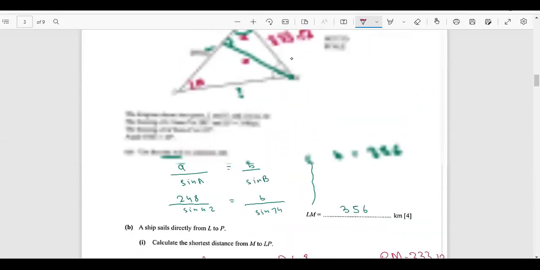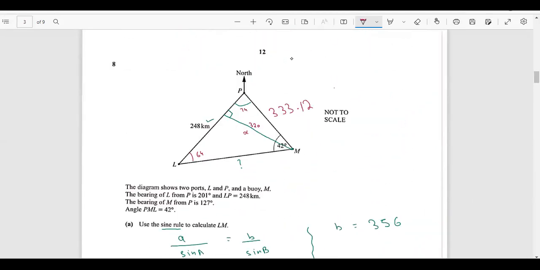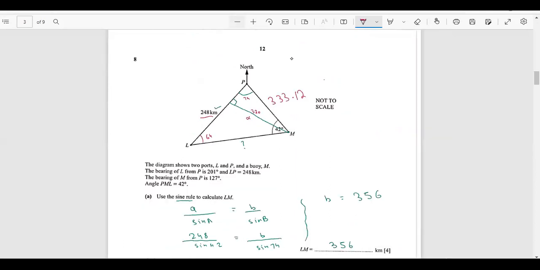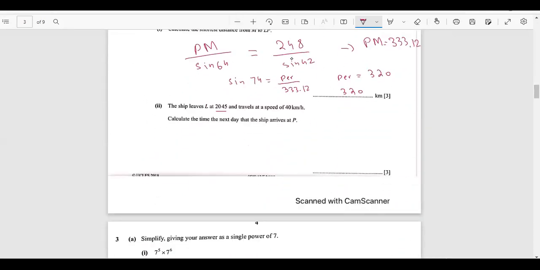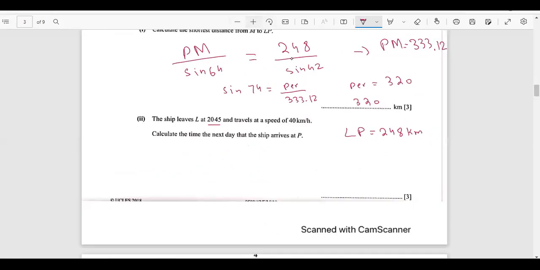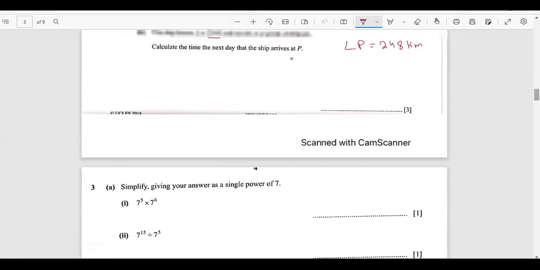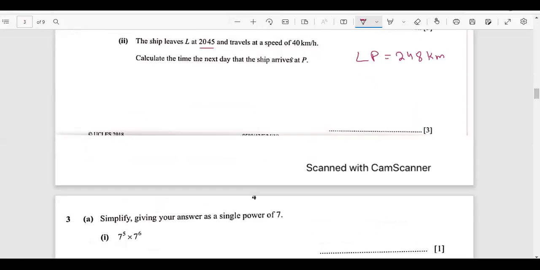You guys would be doing it. From L to P, the distance is 248. Okay. So I'll just write it down. LP is 248 kilometers. That is it. I'll wait for 2 to 3 minutes. Please work out this answer and just share the working on chat, like the answer directly. You need to find the time.